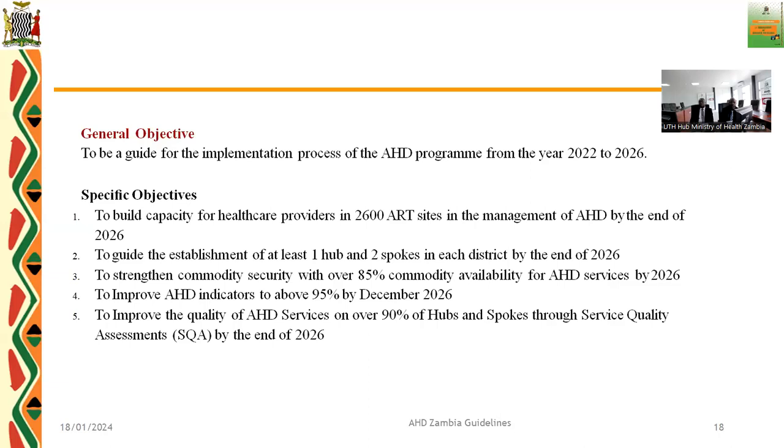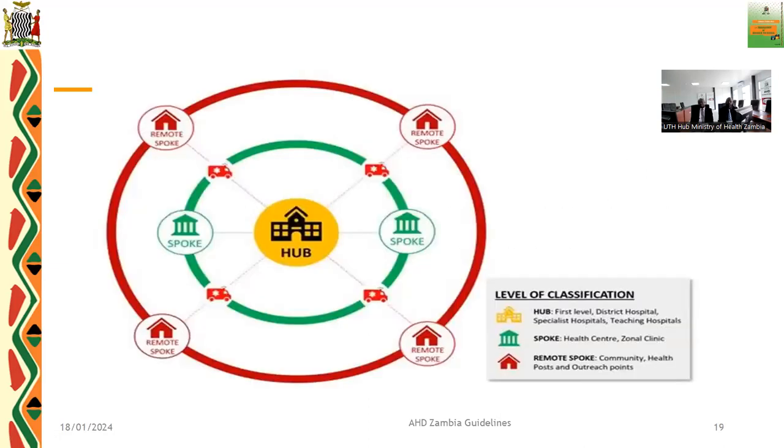We want to have capacity to provide AHD in all our 2,600 ART sites. There should be some form of ART services and indicators for AHD, and patients should be eligible, screened. The quality of AHD service needs to be above 90%. Next slide.